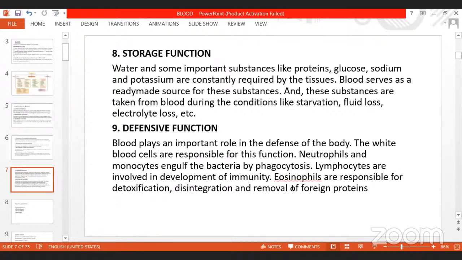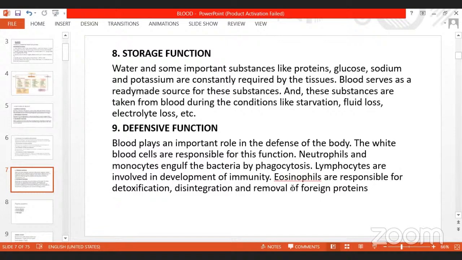And the next function is defensive. The blood plays an important role in the defense mechanism, especially the white blood cells, which provide immunity. The neutrophils and monocytes engulf the bacteria by phagocytosis. So the neutrophils and monocytes are known as the first line of defense.